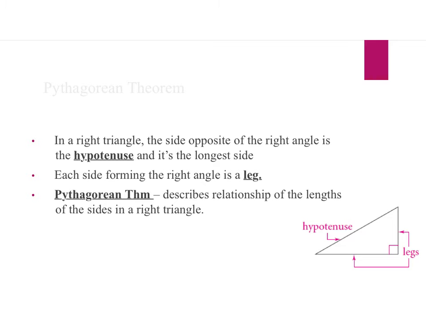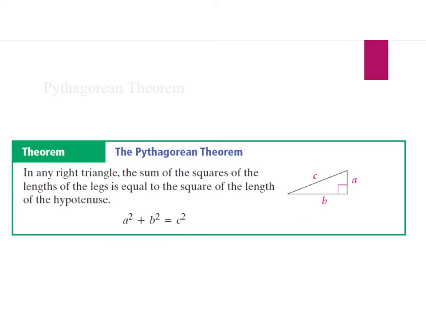The Pythagorean theorem then describes the relationship between the lengths of these two legs here and the hypotenuse. And this only applies with a right triangle. By definition, the Pythagorean theorem says in any right triangle, the sum of the squares of the lengths of the legs is equal to the square of the length of the hypotenuse.